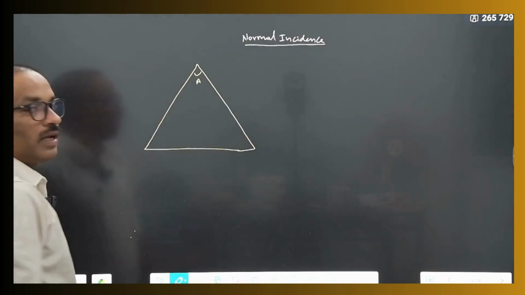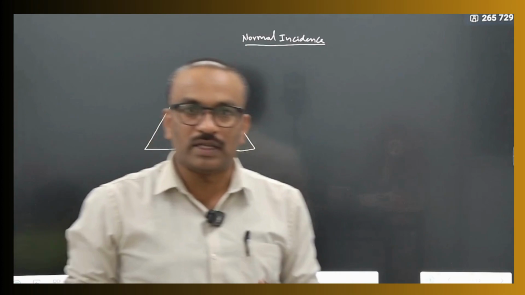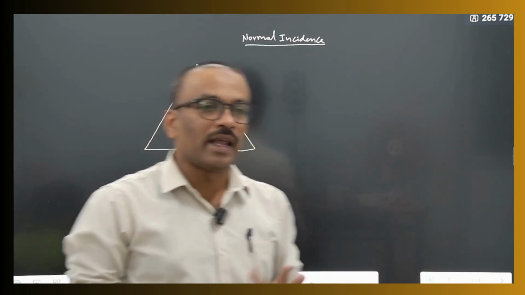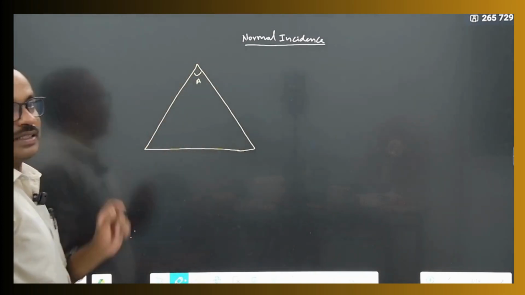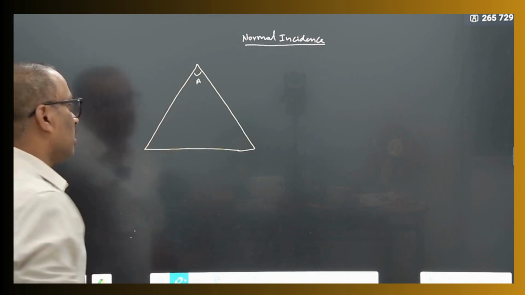What is normal incidence? You only need to understand these words: normal incidence, grazing incidence, normal emergence, grazing emergence. Clear? Remember that normal incidence means the light ray is falling along the normal.